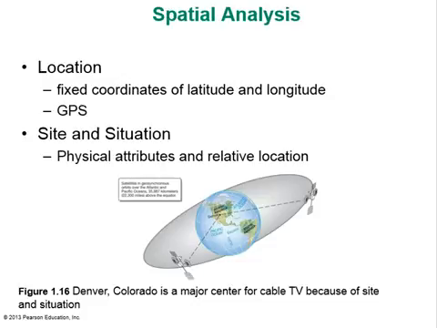And then situation refers to its relative location. So what's the location relative to other places and other human activities? And your book gives an excellent example. So Denver, Colorado is a major center for cable TV because of both site and situation. So the site is good for cable TV because it's at a higher elevation. The location is good in terms of situation as well because it's more towards the middle of the United States. Okay, so I encourage you to be able to think of an example of a certain place, be able to say what its site is and what its situation is.